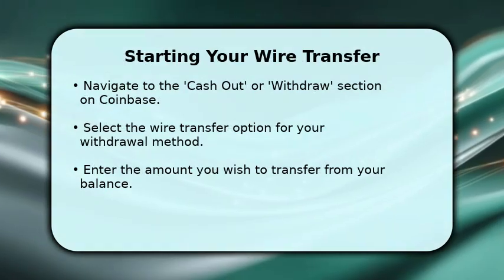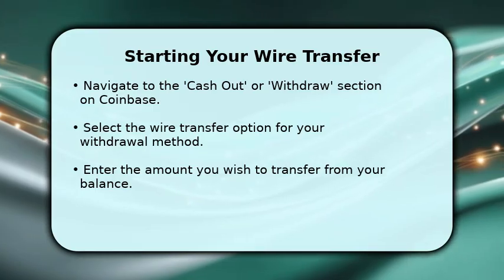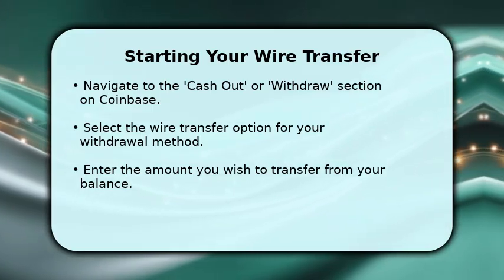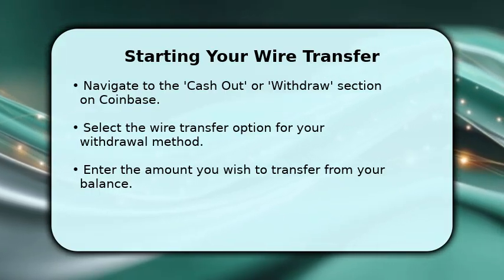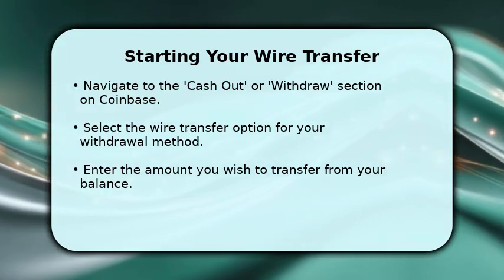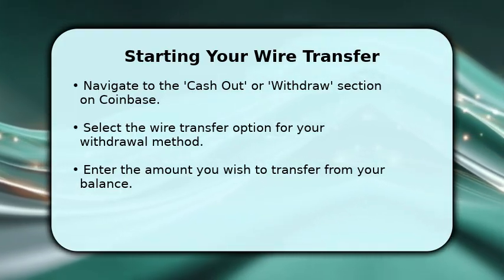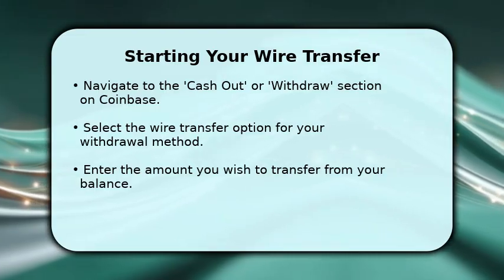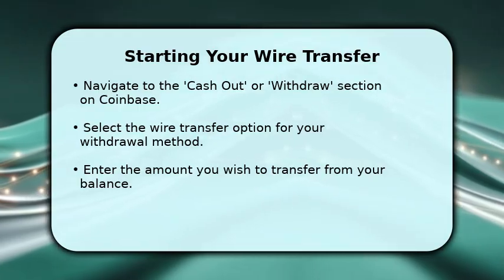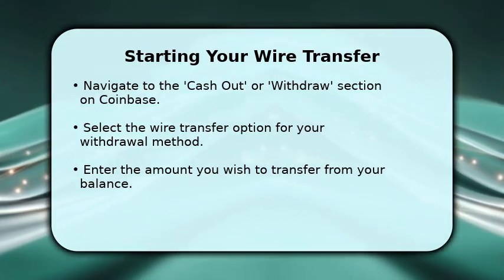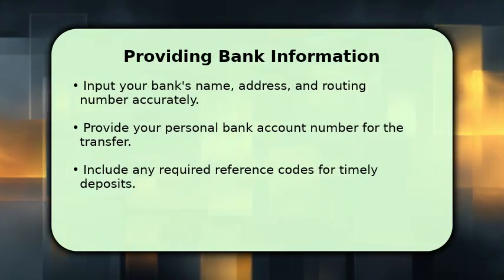To begin, sign into your Coinbase account and locate the cash out or withdraw option. Once there, you'll choose wire transfer as your preferred method for sending funds. Then, simply input the specific amount of money you intend to transfer. Remember that daily limits for individuals can range from $10,000 to $25,000, while institutional accounts might have limits exceeding $100,000 per transaction.